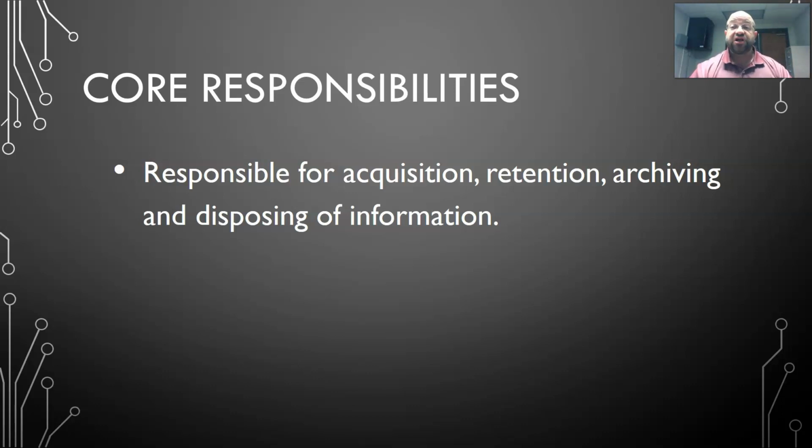Or disposing of the information. Pretty easy there. You're getting rid of the information. How are you going to get rid of it? And that's actually kind of a complex idea, especially when you're talking about servers and storage and so on and so forth.